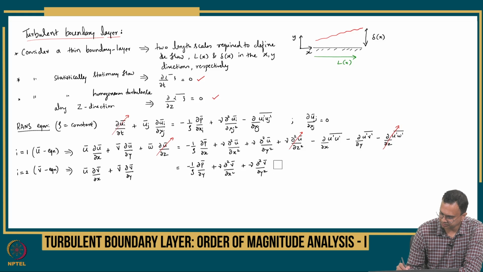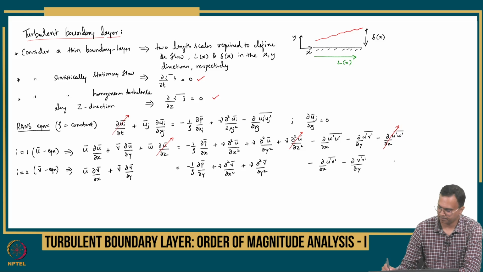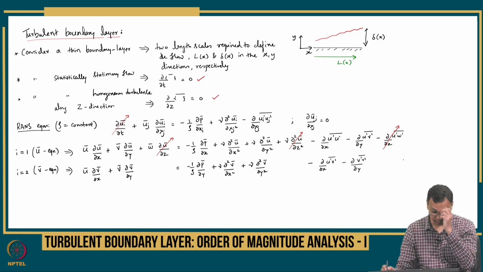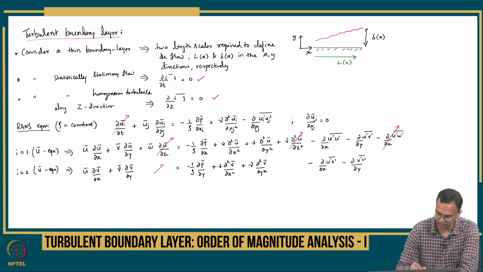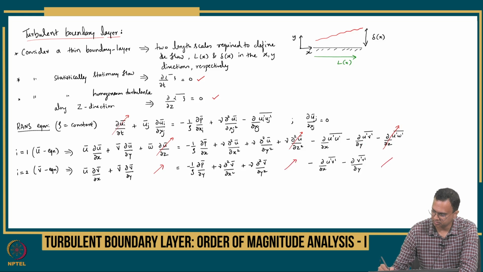minus, here minus dou by dou x of u prime v prime minus dou v prime by dou y. And the other terms, the dou by dou z terms, are gone. So the three terms here again are going away.